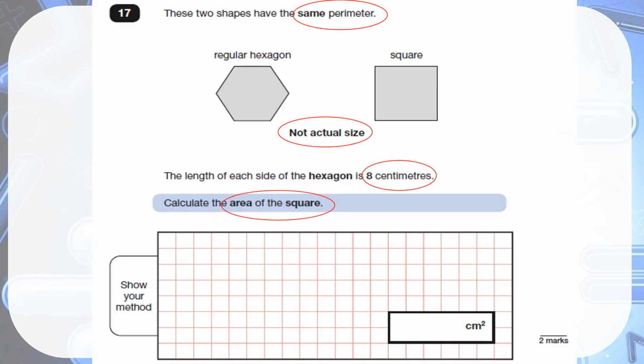Okay, the second question here is that these two shapes have the same perimeter. So we've got a regular hexagon and a square. Now a regular hexagon, any shape that has the word regular in front, means that all sides and angles are the same. So we've got a hexagon here which has got sides of 8 centimetres each. The question then asks us to calculate the area of the square. Now this question is worth 2 marks because there's actually quite a few steps that you have to do in order to get to the answer.